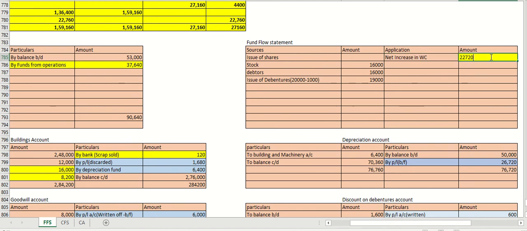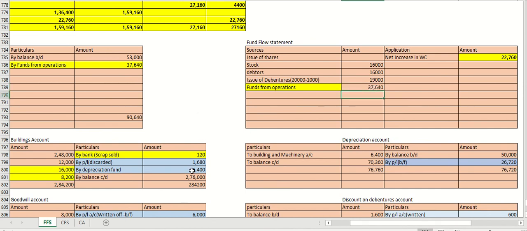22,720. $760. Next up, we have the funds from operation, which is 37,640, which will come on your sources of funds. So it is 37,640.